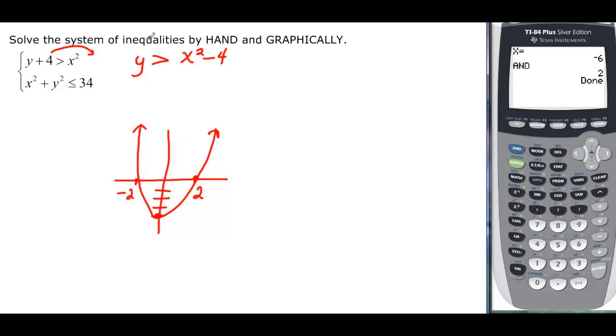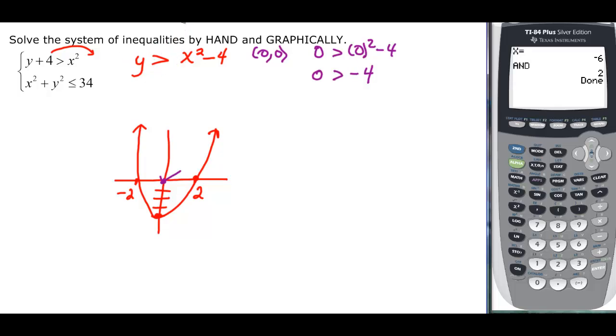So I want to test this point right here, 0, 0. It's inside. I'm going to test 0, 0, and that tells me: is 0 greater than 0 squared minus 4? It would tell me that 0 is greater than negative 4. There's one thing I have to do before I can shade, but I do know this is true. So this one works.